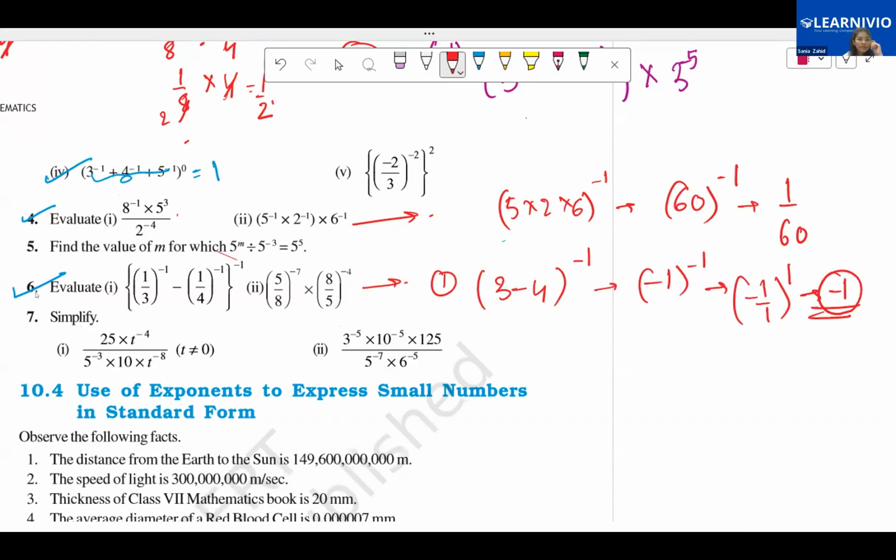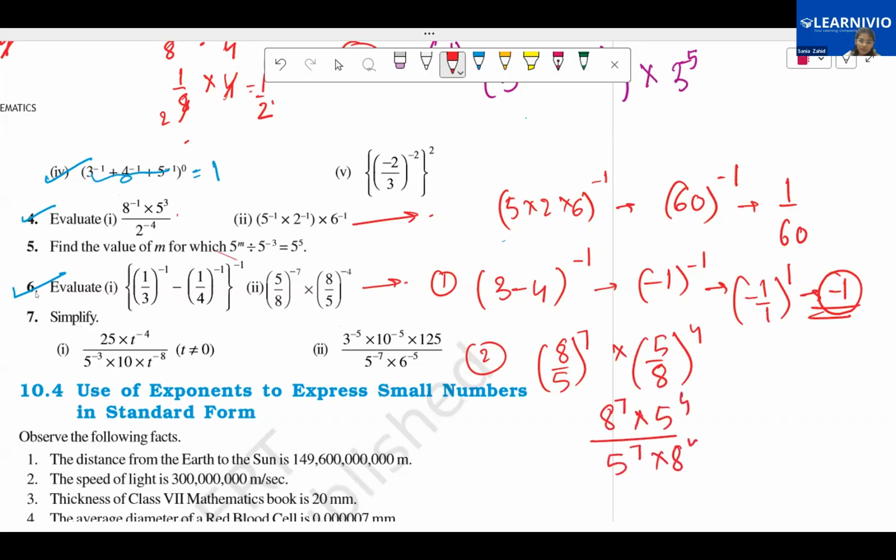Okay. The second part of the sixth one says 5 by 8 to the power minus 7 and 8 by 4 to the power minus 4. So write it down as 8 by 5 to the power 7 into 5 by 8 to the power 4. So it is 8 to the power 7 into 5 to the power 4 by 5 to the power 7 into 8 to the power 4. Now can I solve 8 to the power 7 and 8 to the power 4? It is the same base.